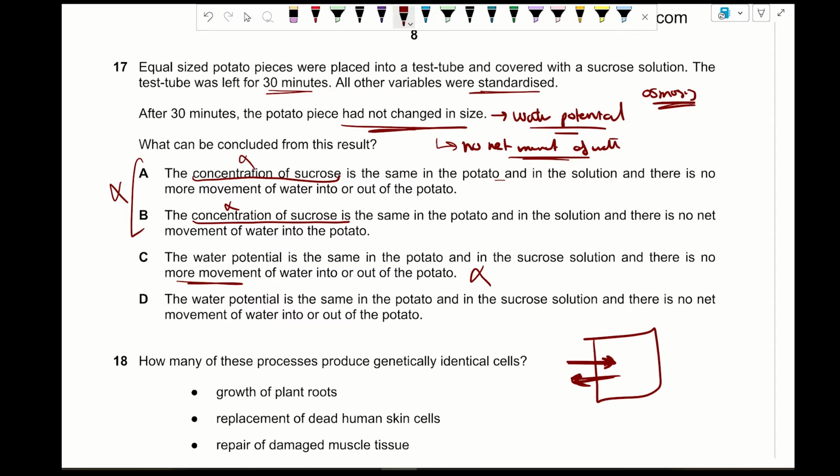D. The water potential is the same in the potato and in the sucrose solution, and there's no net movement of water into or out of the potato. This is correct. So there's no net movement. This is the correct expression. Therefore, the answer is D.